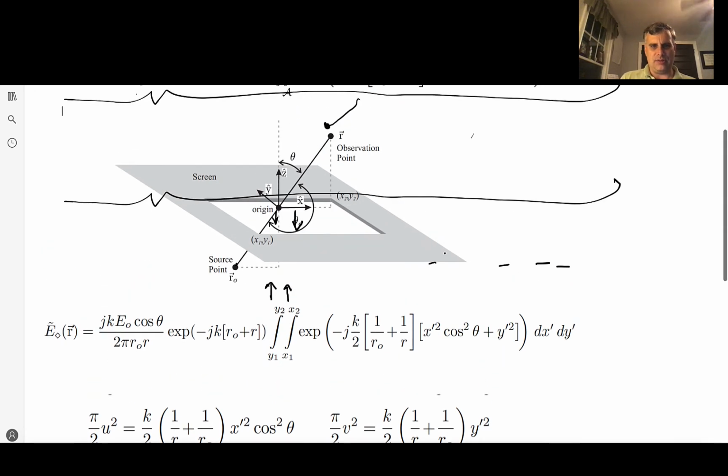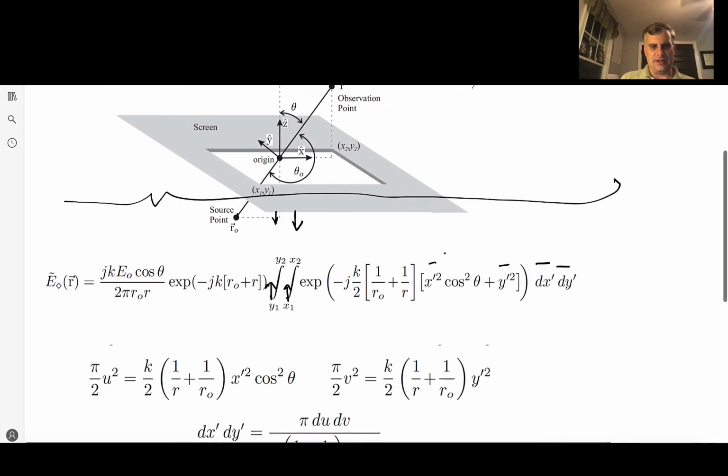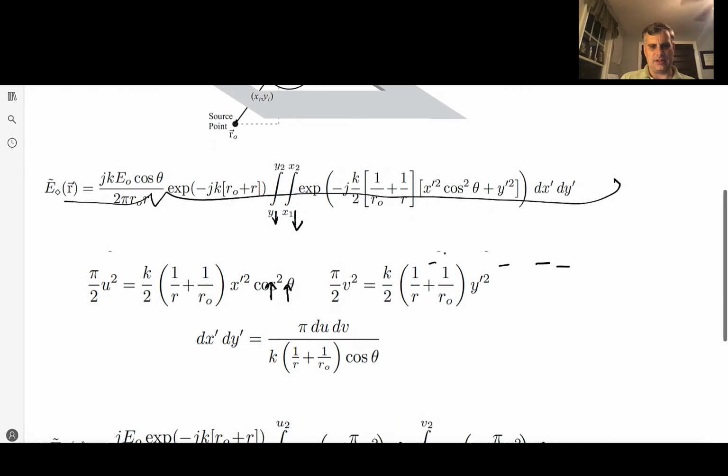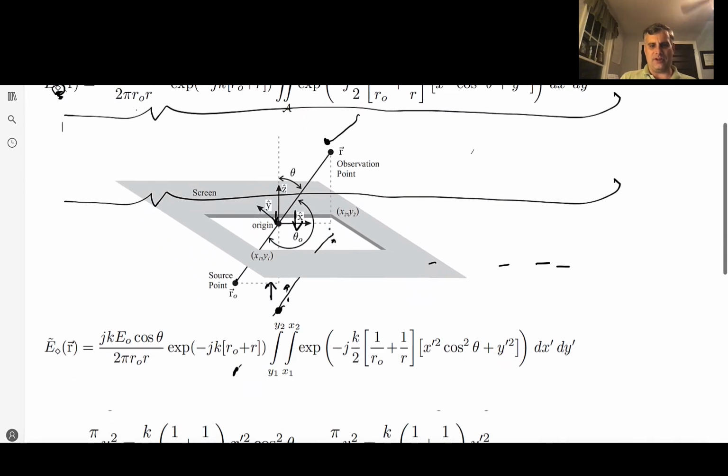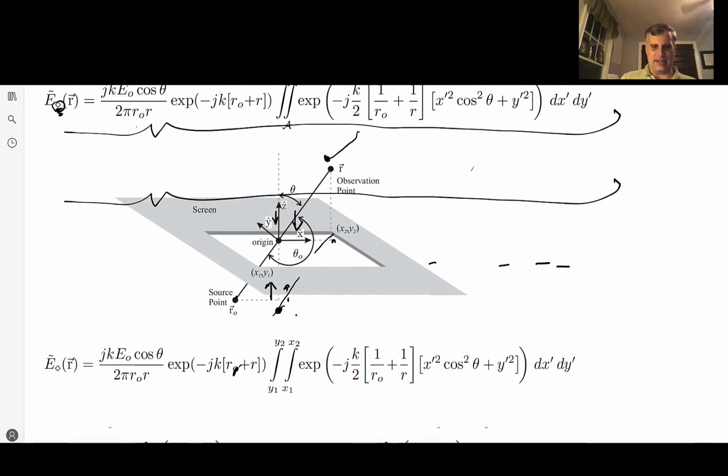I'm also going to do something kind of sneaky, and that is by lining things up with the origin here. So I'm going to basically say my source point and my origin and my observation point are all on the same line. These are all collinear. And I can do that without loss of generality as long as I get to control the limits of the rectangle, right?